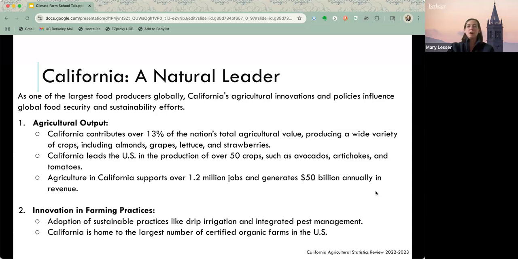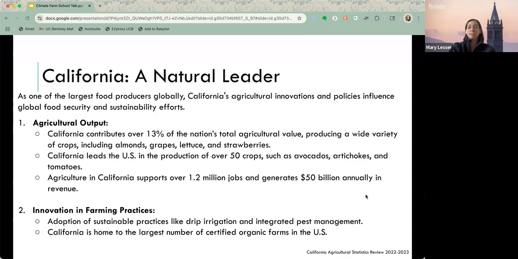That's obviously not the only crops that we produce here in California, but we are quite diverse in the variety that we grow. California leads the US in production of over 50 crops. Some examples also include avocados, artichokes, and tomatoes. Agriculture in California supports over 1.2 million jobs and generates 50 billion dollars annually in revenue.